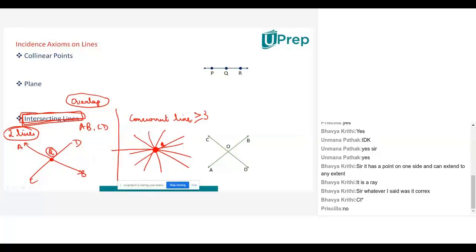Is the difference very clear? When I'm talking about intersecting, I'm talking only about two lines. When I'm talking about concurrent, I'm talking about three or more. Are we very clear, guys? Yes, sir. Any doubts? Any doubts still here? All concepts very clear?